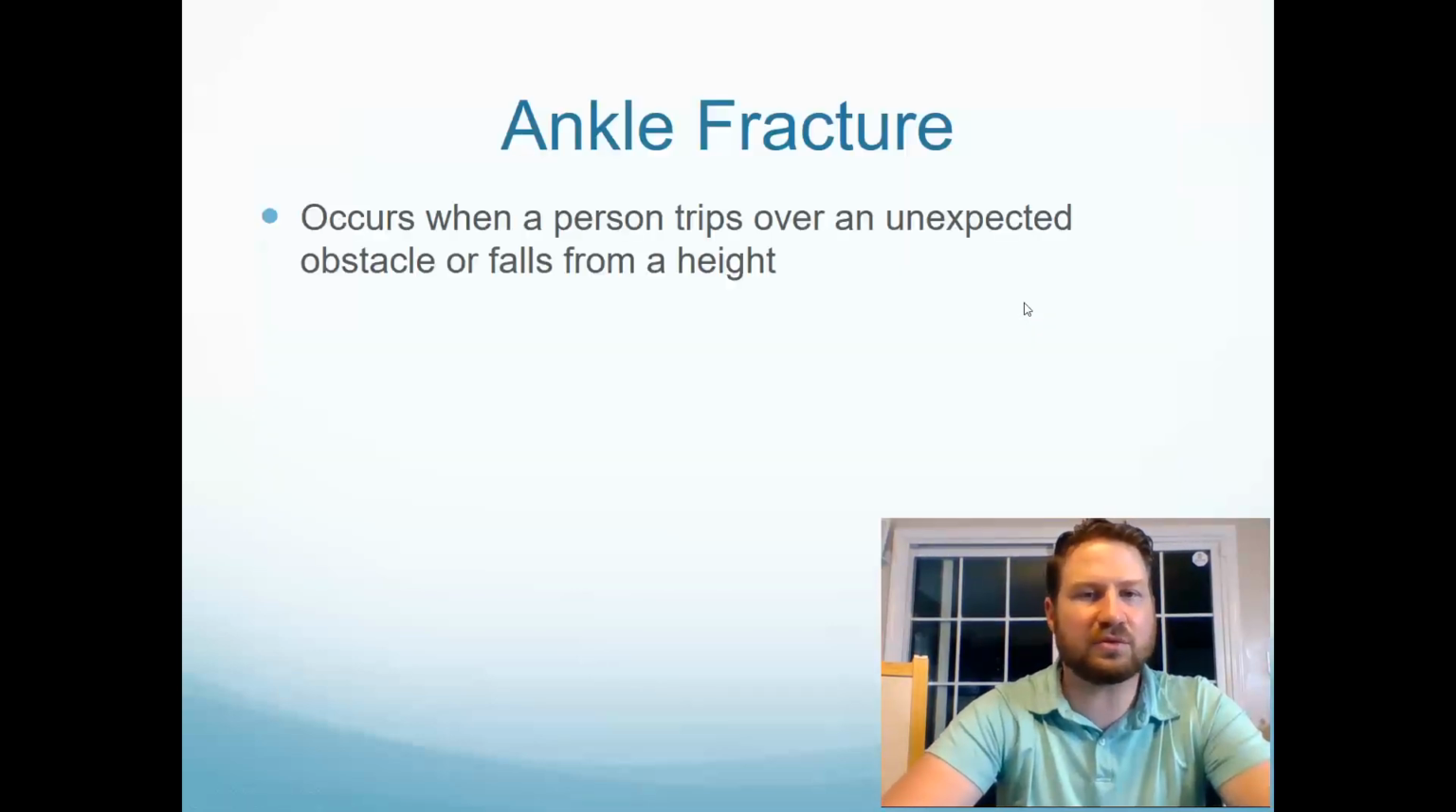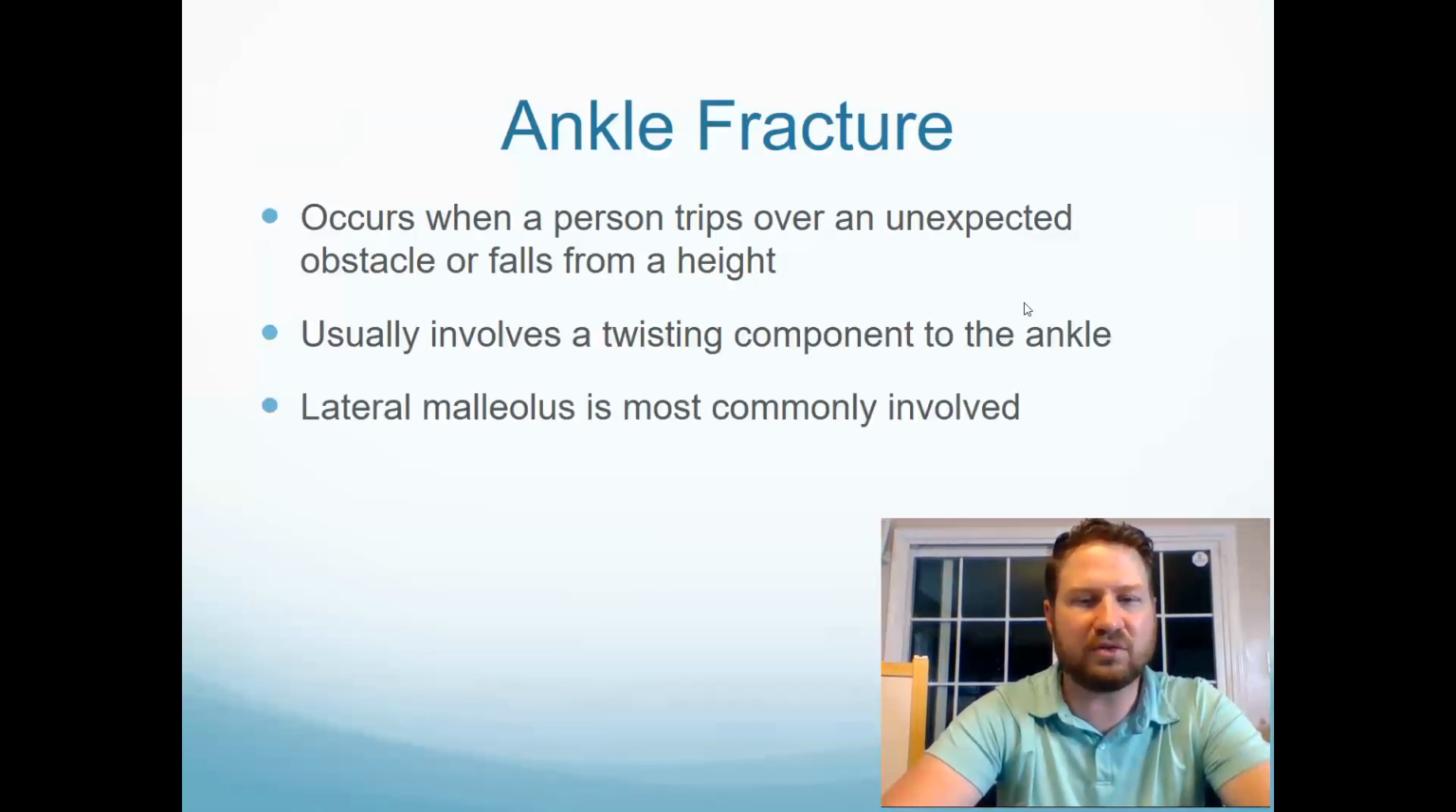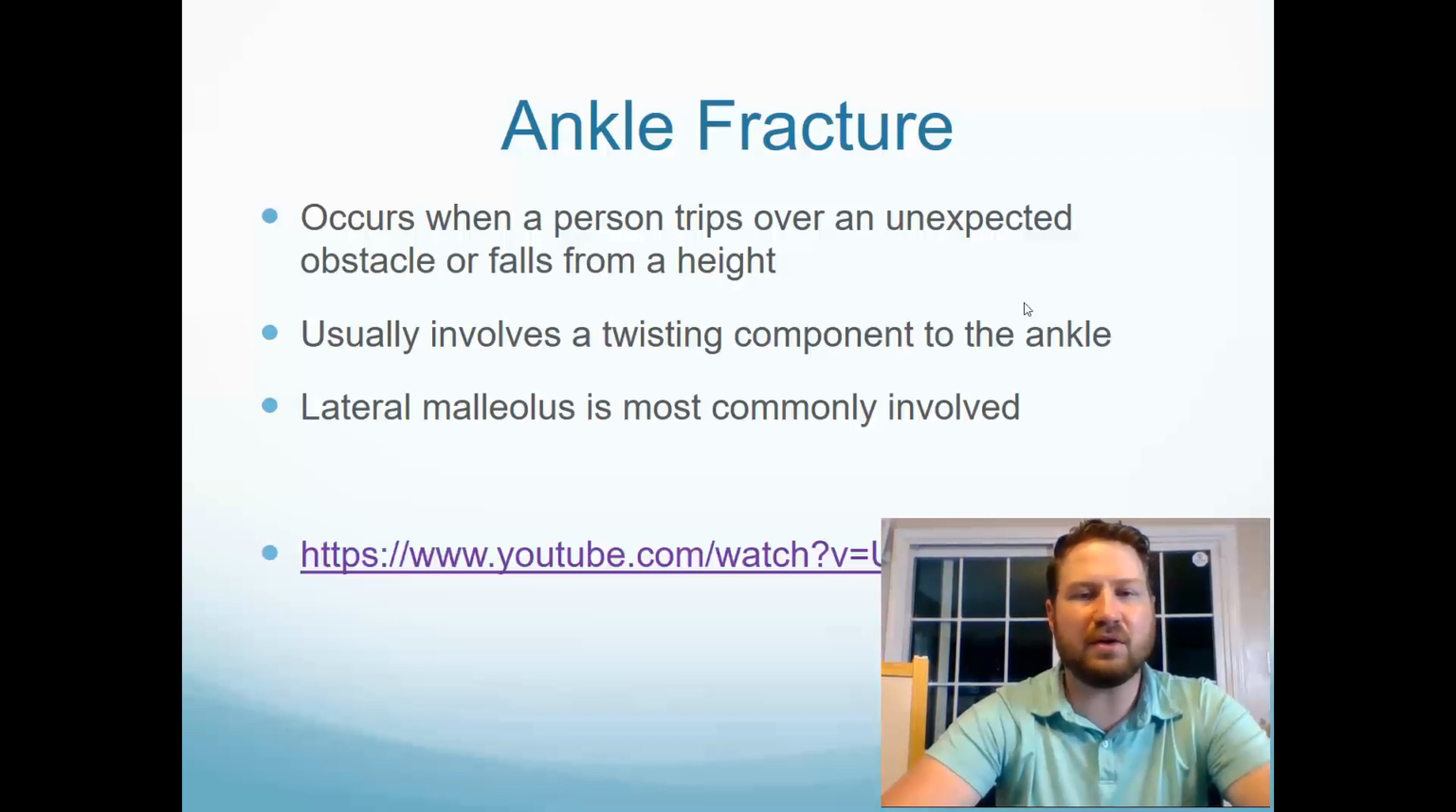An ankle fracture occurs when a person trips over an unexpected obstacle or falls from a great height, and usually involves a twisting component to the ankle. You see this a lot in the wintertime with ice. Okay? Especially people who don't have good balance, good strength, good proprioception, or good vestibular function. Okay? They hit a piece of ice, and all of a sudden, their leg shoots out from underneath them. They might land on it, and they may fracture their ankle. Okay? The lateral malleolus is most commonly involved.